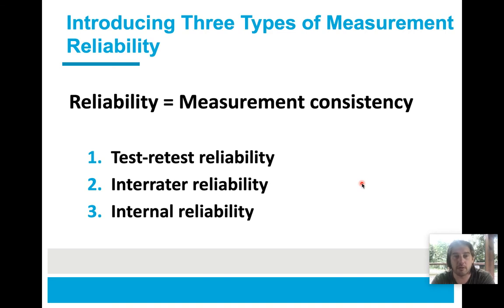So our first concept here is going to be the concept of reliability. Reliability is basically measurement consistency. So how consistent over time is a measurement tool. And then within a measurement, how consistent are each of the questions with each other. Those are essentially what we mean by reliability. We're going to go through three types of reliability here: test-retest, interrater, and internal reliability.